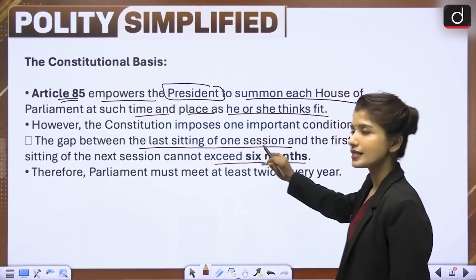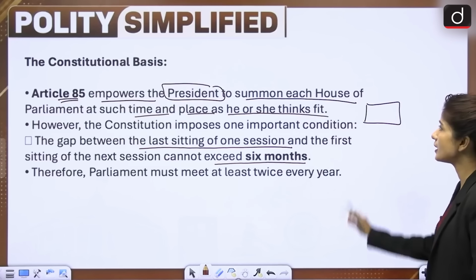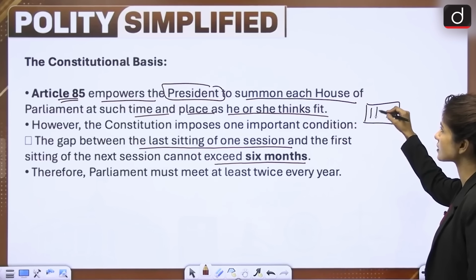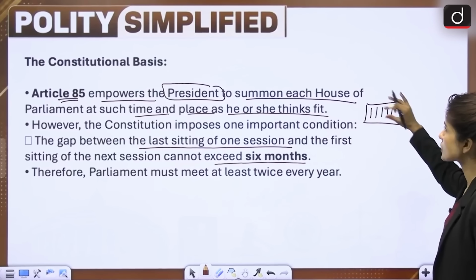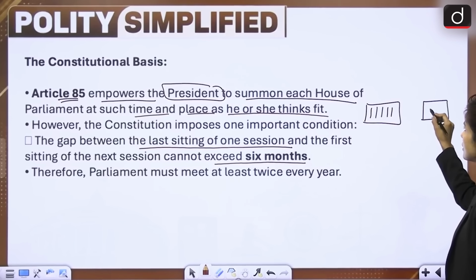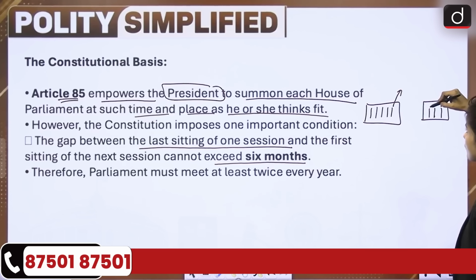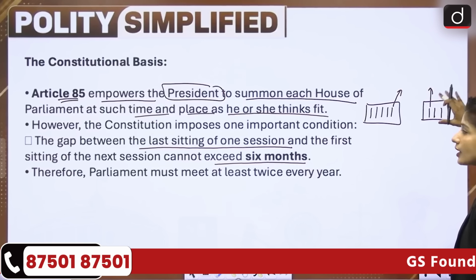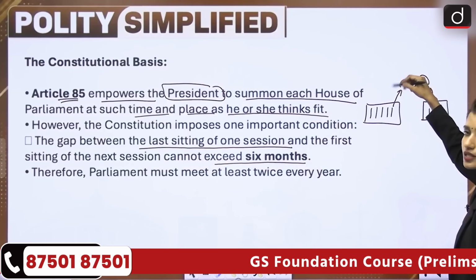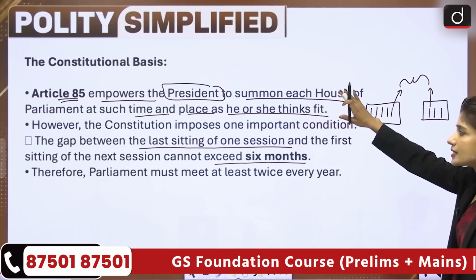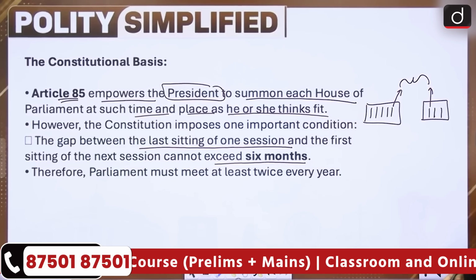What does that mean? See, there are 3 main sessions of the Parliament, and in every session, there are different sittings. So they meet on different days and they are called sittings. Let's say this was the first session and this is the second session. So this is the last sitting of the first session and this is the first sitting of the second session. There should not be more than 6 months in between these sessions. That is the meaning of this. So that means in a year, at least 2 times the Parliament must meet. That is given in the Constitution.